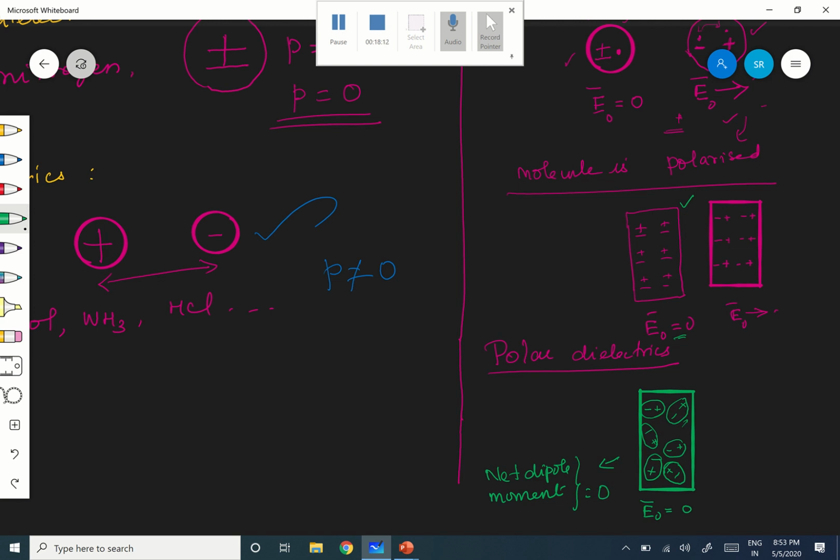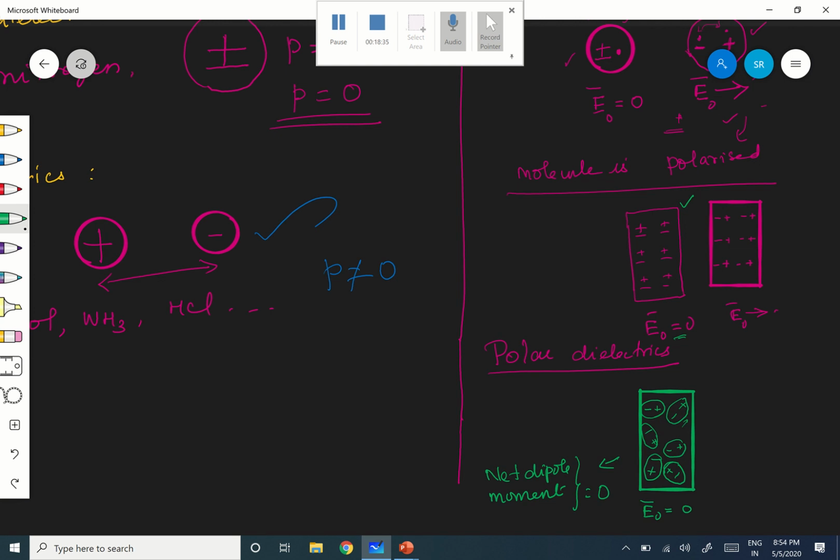I hope you are following the difference. If every molecule has a dipole moment, no doubt, but they are randomly oriented. If you take a slab of the polar dielectric, all are randomly oriented. Because they are randomly oriented, the net dipole moment is equal to 0. Because of the randomness. Why this randomness?